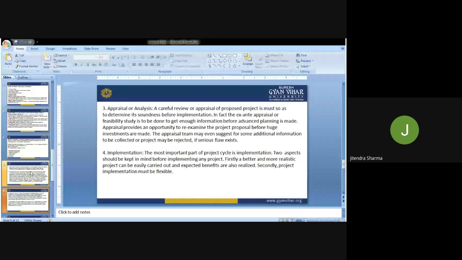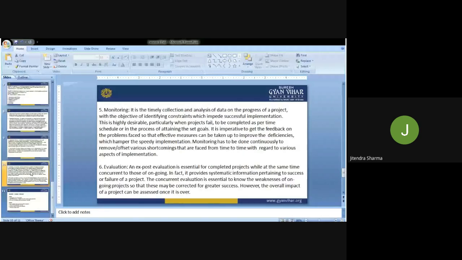Firstly, a better and more realistic project can be easily carried out, and expected benefits are also realized. Secondly, project implementation must be flexible. It's not universal that we have to stick to the project, because certain rules and norms were decided at the time of framing the project formulation. Over time, new things come into the picture that facilitate the completion and success of the project, and they should be incorporated immediately in the project planning. Flexibility in the project is very important. Otherwise, we'll have so many losses.